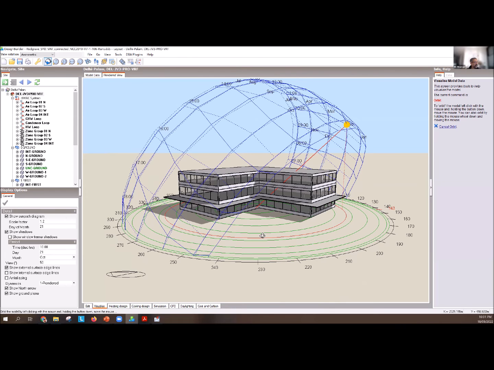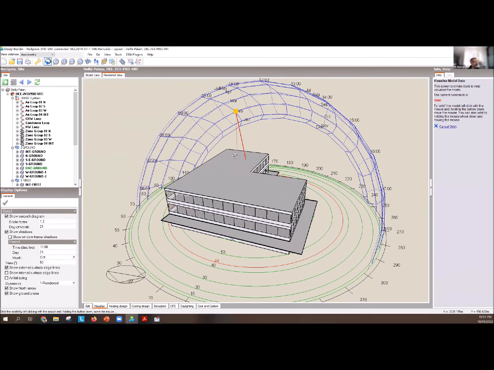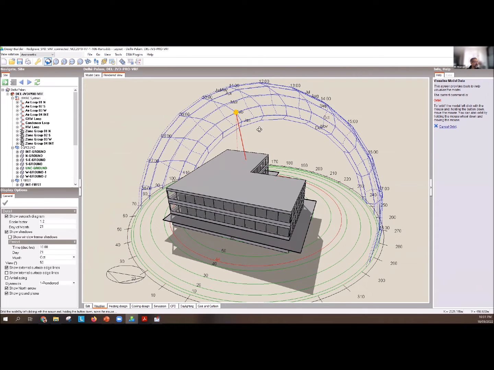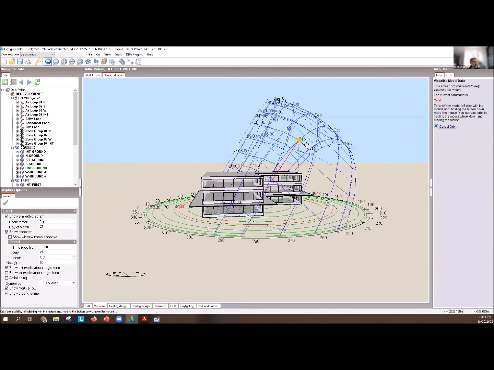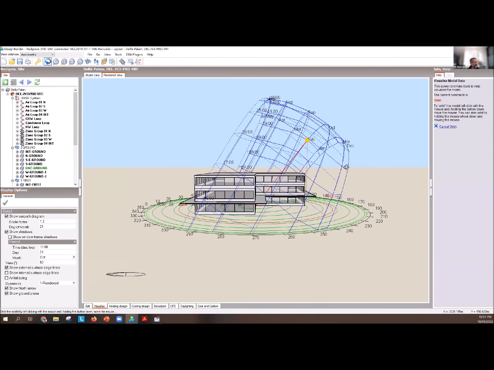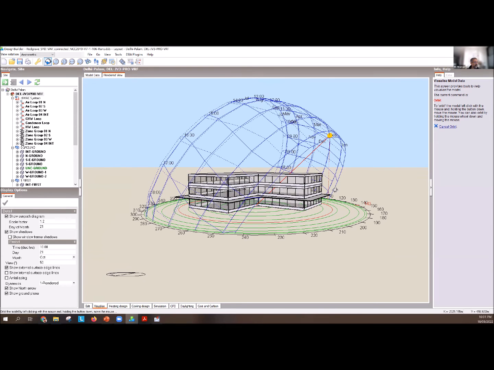So here now, you can see that May, June, July are now summer months. The sun is very high in the sky. Okay. And January and December are winter. The sun is quite low in the sky. Okay.